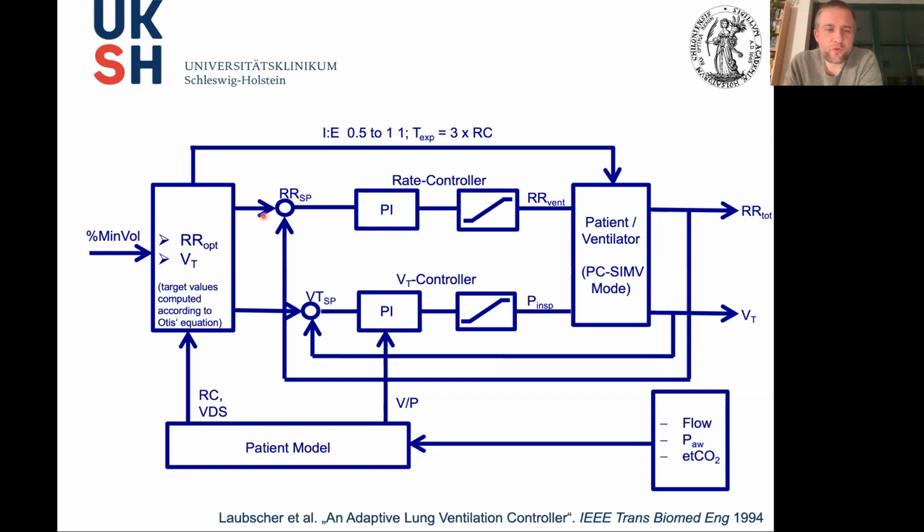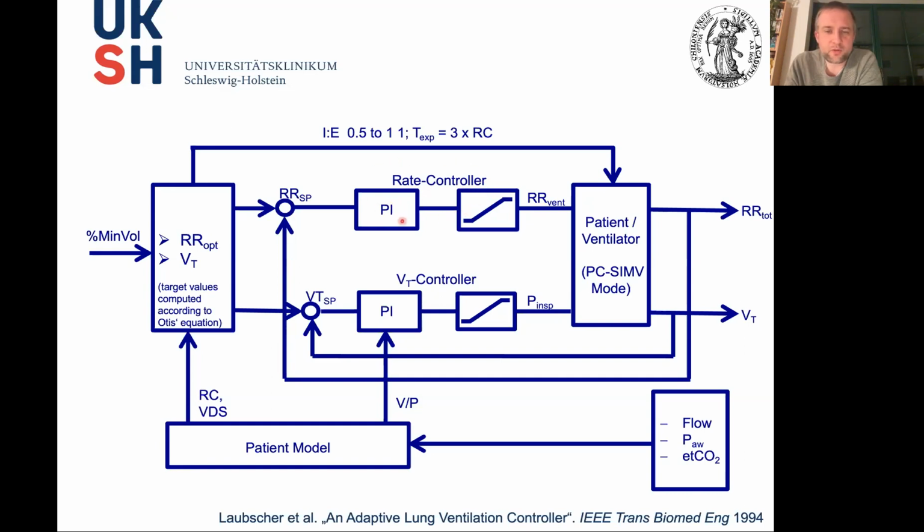And then the spontaneous respiratory rate the patient generates is subtracted from the respiratory rate that was calculated. And then the controller knows what is the ventilator rate that needs to be added. For example, when the controller calculates optimal respiratory rate of 20, and the patient is already doing 10 breaths spontaneously, then there will be 10 ventilator breaths added. And this is the rate controller that does it.